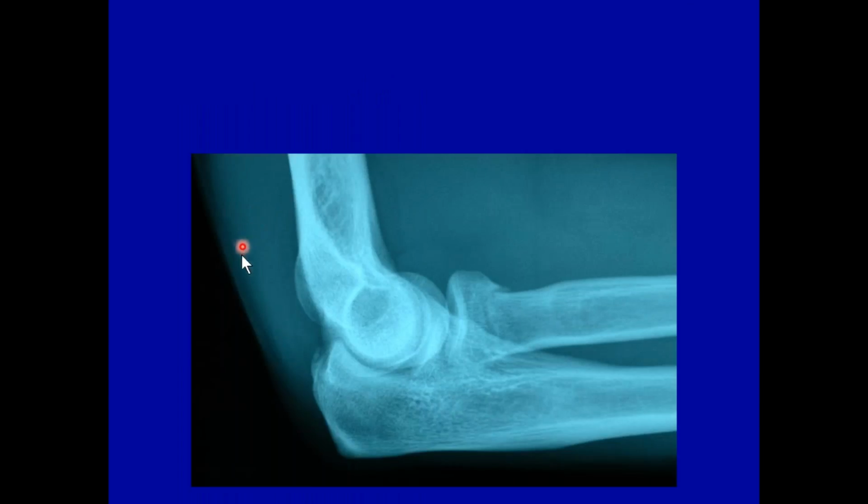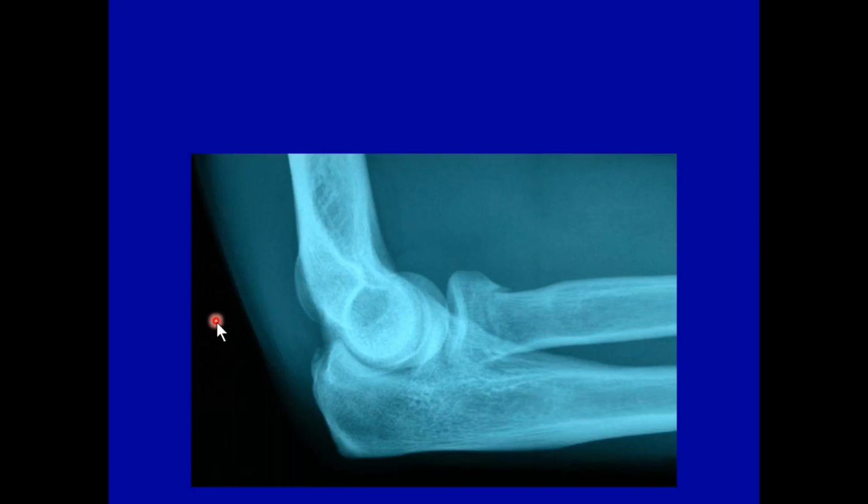Now we're at the elbow. You know the positioning of the elbow. The lateral examination is easily done. You can have the patient stand up and hold their arm up at 90 degrees against the bucky if you can't tilt your tube, and you'll get a nice lateral examination of the elbow.